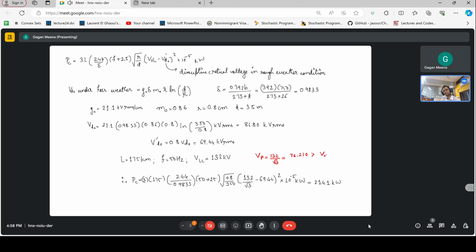If not, then loss is 0. So now here we have phase voltage greater than the critical disruptive voltage. So we need to find out the loss.